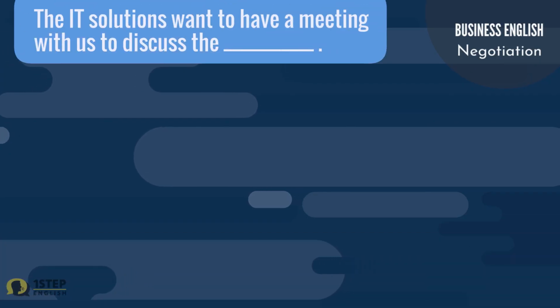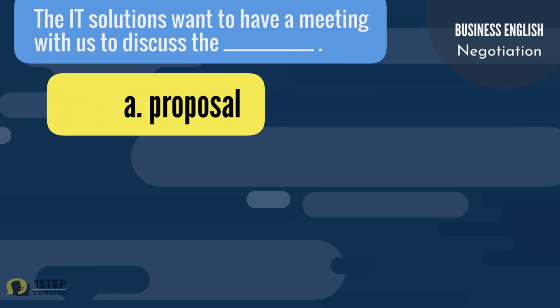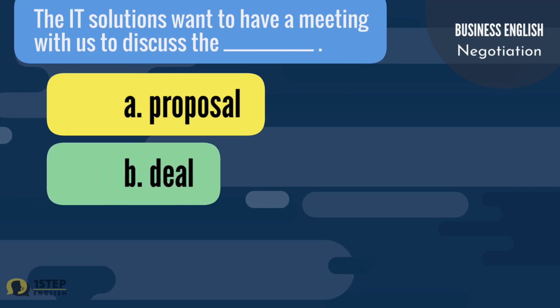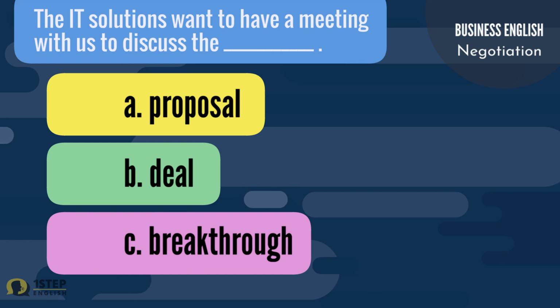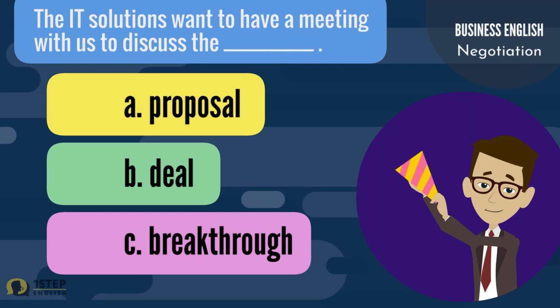The IT solutions want to have a meeting with us to discuss the blank. Letter A, proposal. Letter B, deal. Letter C, breakthrough. The correct answer is letter A, proposal. The IT solutions want to have a meeting with us to discuss the proposal.